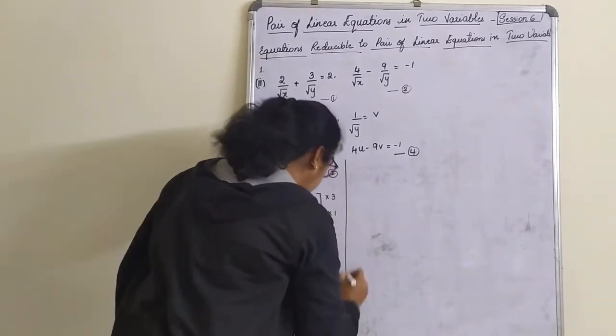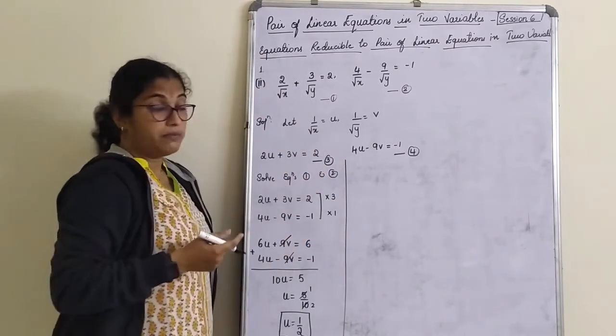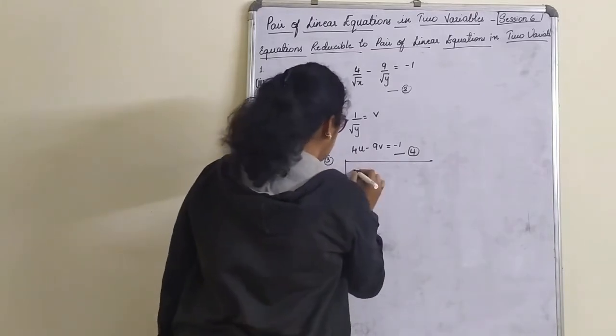So we got the u value. Children, you do this one below the other. Substitute.